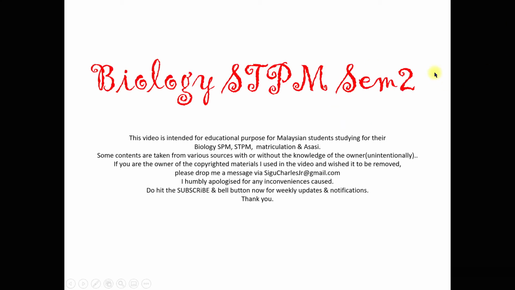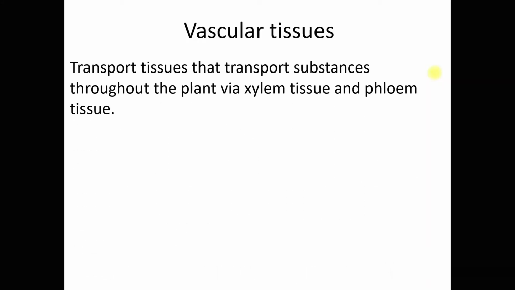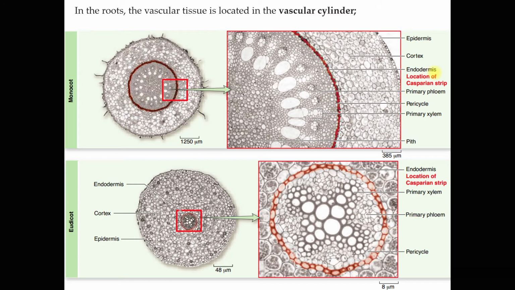So today we are going to discuss the vascular tissues, okay? Now, vascular tissues are transport tissues that transport substances throughout the plant via the xylem tissue and phloem tissue, right? And you know already by this point that xylem tissue transports mineral ions and water, while phloem tissue transports organic substances, okay? Now, in the roots, these vascular tissues are located in the vascular cylinder.